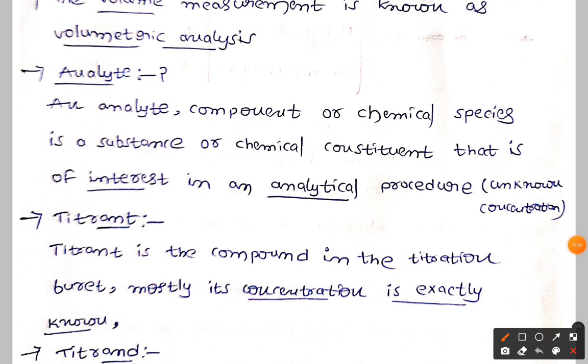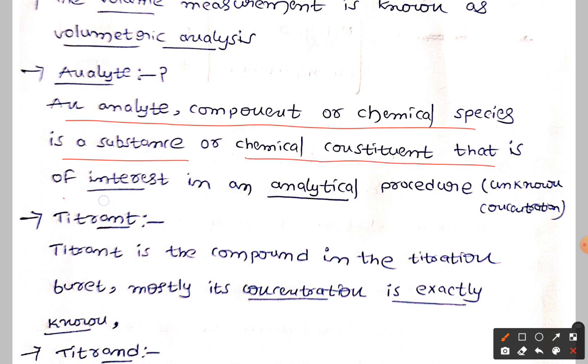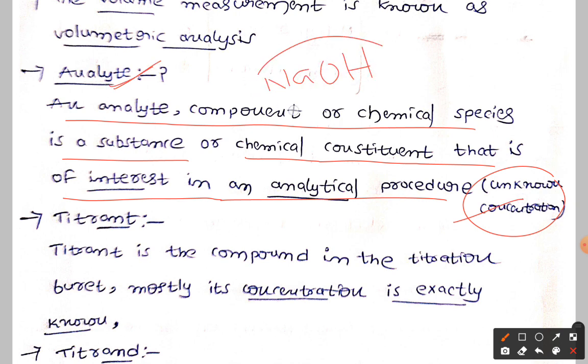Now what is an analyte here? An analyte is a substance or chemical constituent that is of interest in an analytical procedure. Simply, it means unknown concentration. So unknown concentration is called the analyte, and the standard solution is the known concentration. In our case we don't know the molarity of sodium hydroxide, so this is called the analyte.